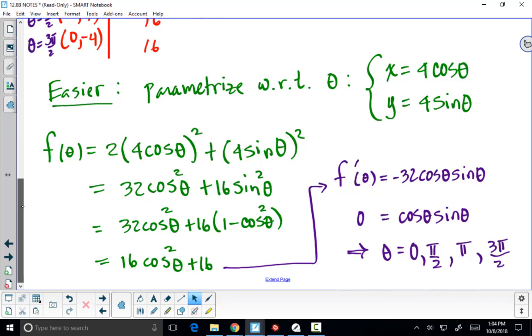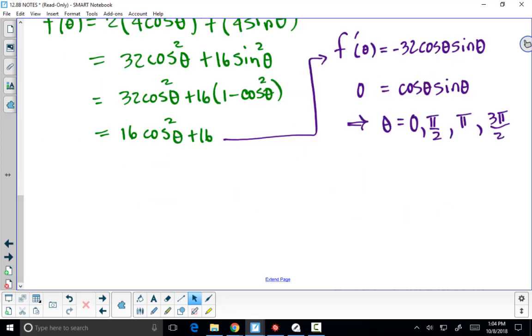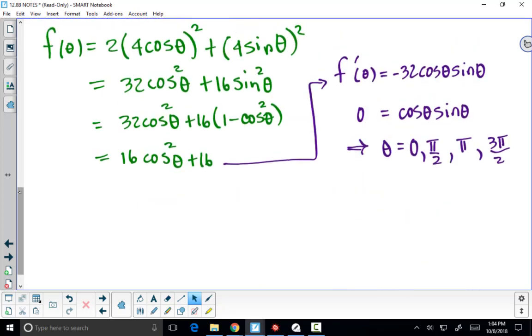Parameterize a circle of radius 4, and that is now a function of one variable. When we simplify it, function of one variable, take its derivative, and we get this. So when is this equal to 0? When cosine is 0 or sine is 0, and that gives us our 4 points, our 4 quadrantal points. So those are our 4 critical points on the boundary.